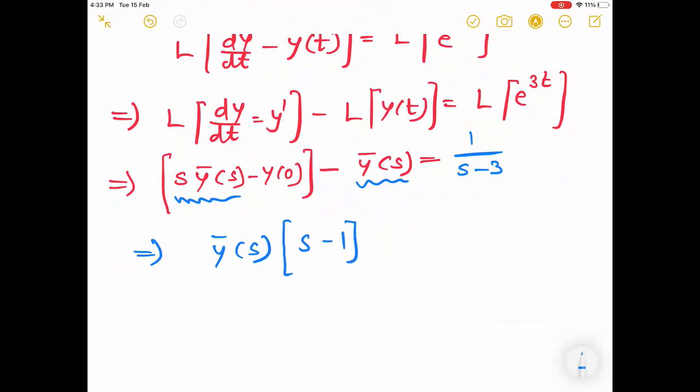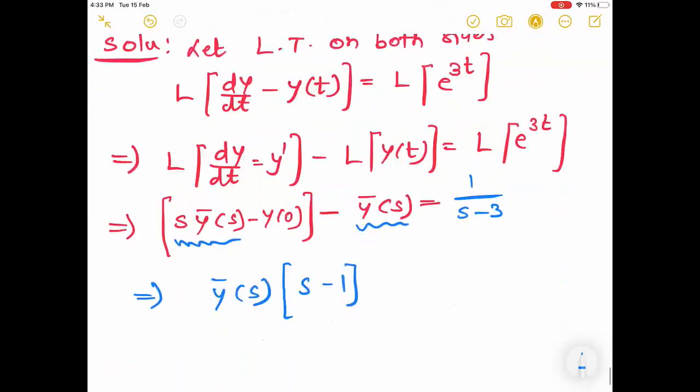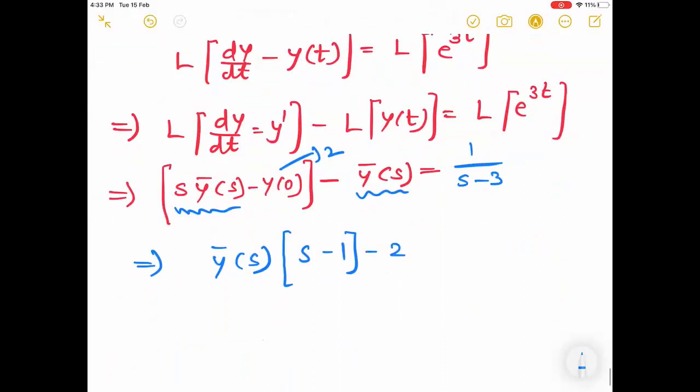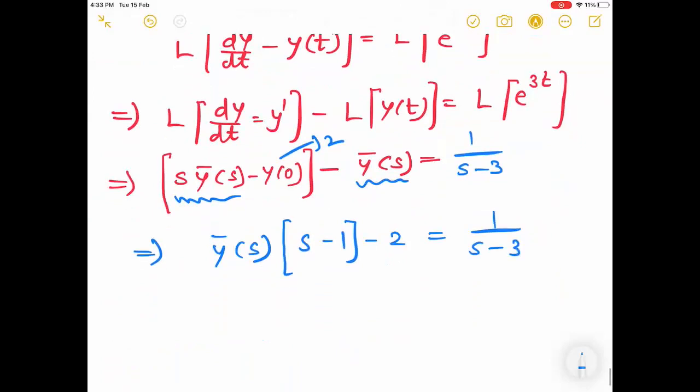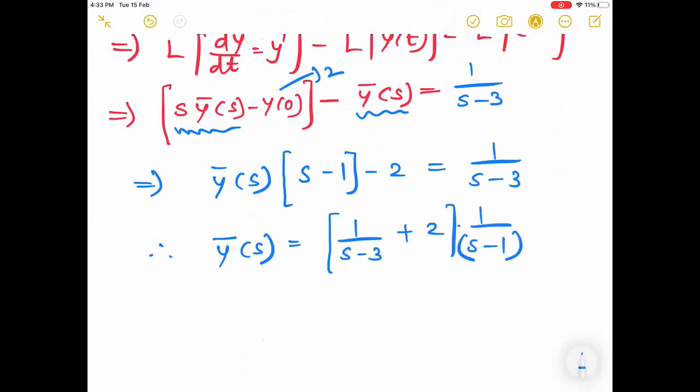And what is y0 given? So y0 is given as 2. So you can put here 2, so minus 2 will come out. Right hand side 1 upon s minus 3. And therefore y bar s is equal to 1 upon s minus 3 plus 2, and both terms multiplied with s minus 1. Is it correct?